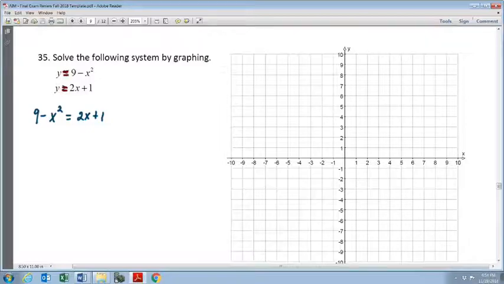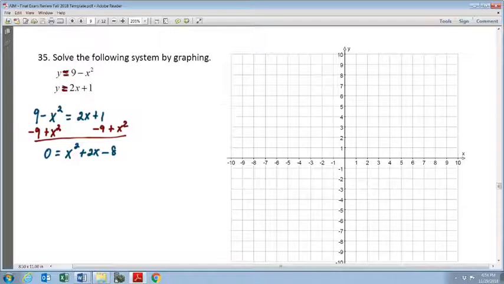So this is a quadratic equation. I'm going to go ahead and subtract 9 on both sides and add x squared because I want my x squared term to be positive. So I'm going to get 0 on the left. On the right, the x squared should go first, and then the 2x, and then notice 1 and negative 9 give you the negative 8. When you factor this, you should get x plus 4 and x minus 2, which means x equals negative 4 or 2. Now, that's just the x value of our points of intersection.